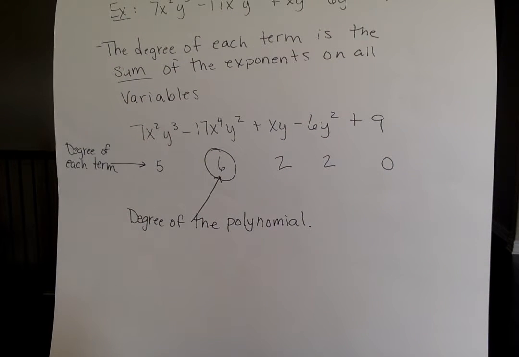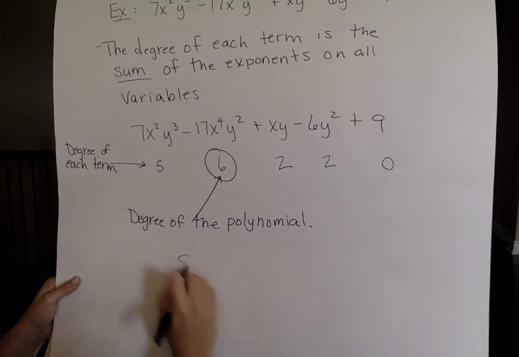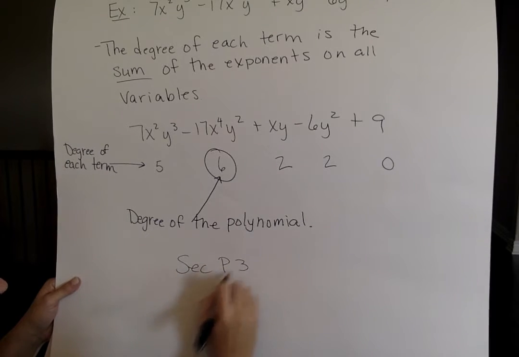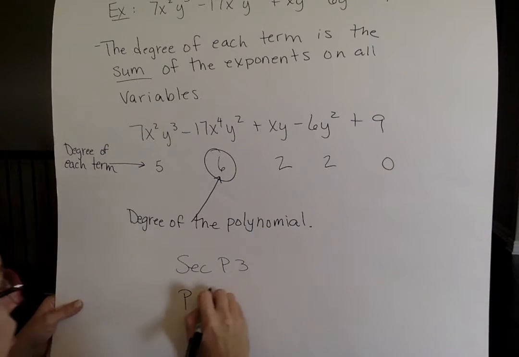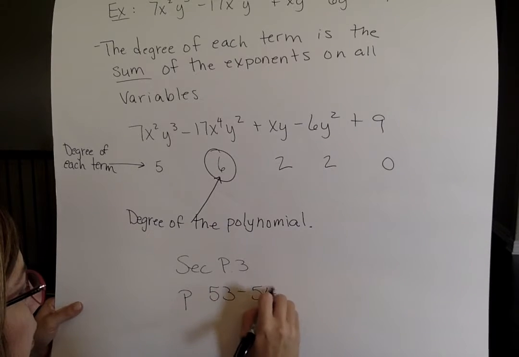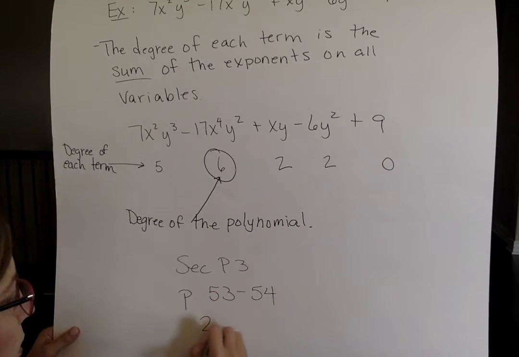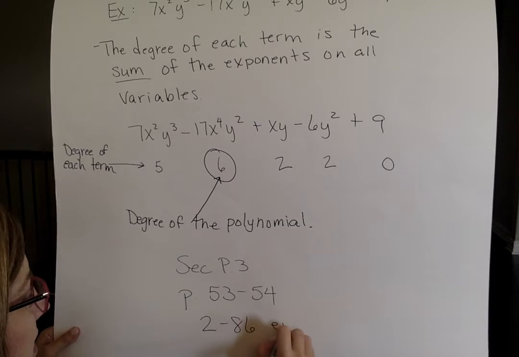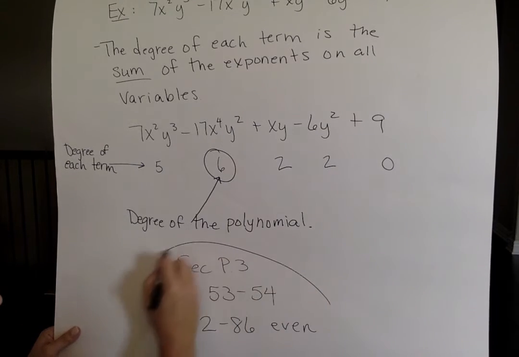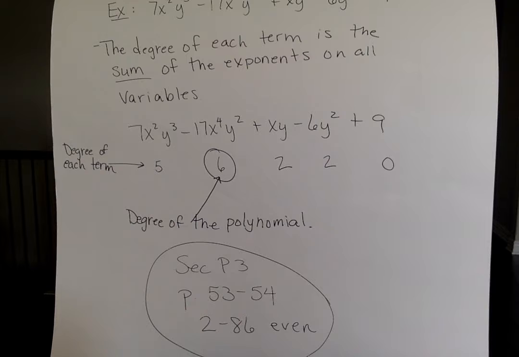So you're going to have an assignment, which is, I'm going to write here, section P3, page 53 to 54. You're going to do 2 through 86 even. Okay, so you've got some time, I'm sure, once you got done with these videos, because they're in total going to be, what, 30 or 40 minutes. So you've got about half the hour that you can kind of get started on doing some of those.